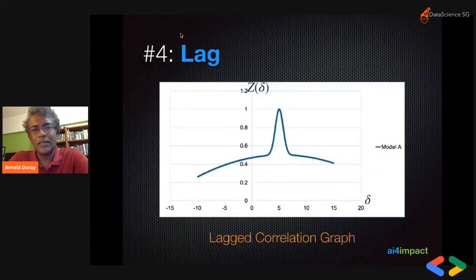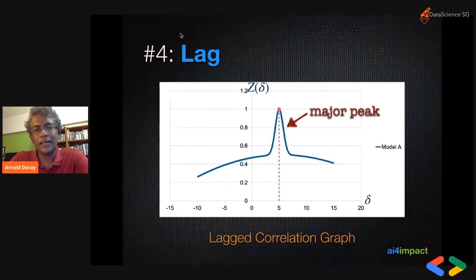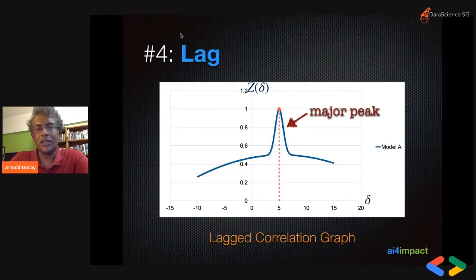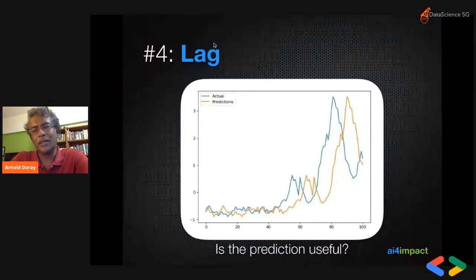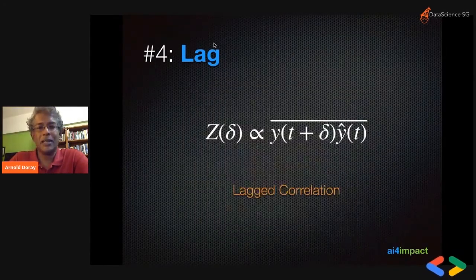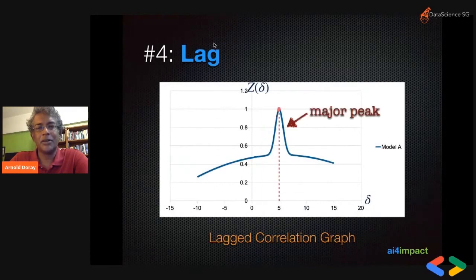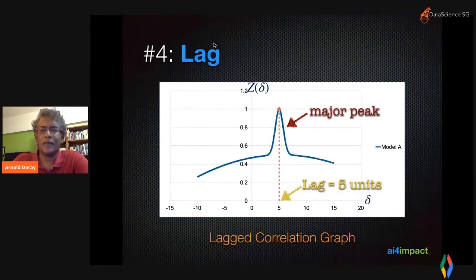This is the kind of graph you would get. When you do something like this, you probably get a single major peak, or sometimes multiple peaks, and where the peak occurs, that delta, that shift, measures the lag. So if I go back, for example, the distance between the peaks, between the actual and the predictions, would be your lag. And that would manifest itself here as your 5.